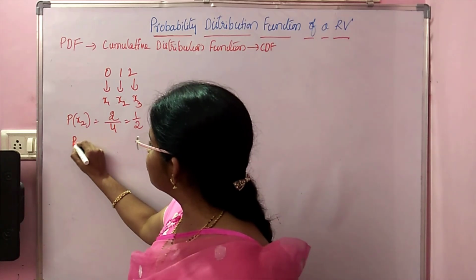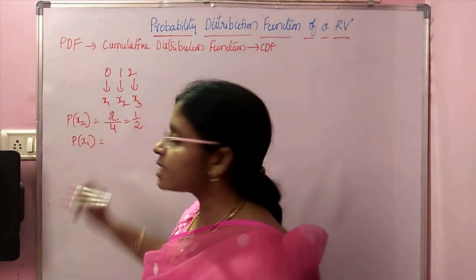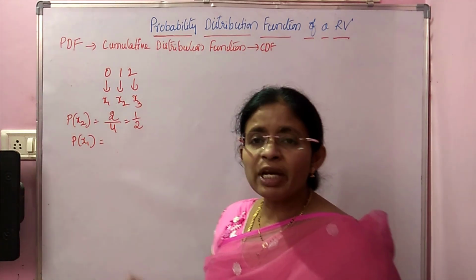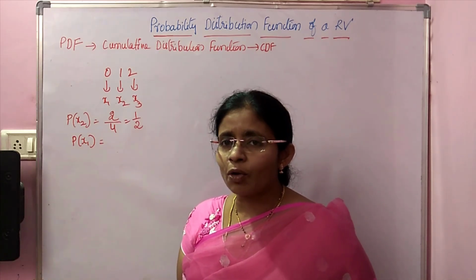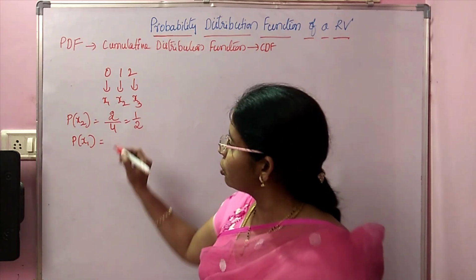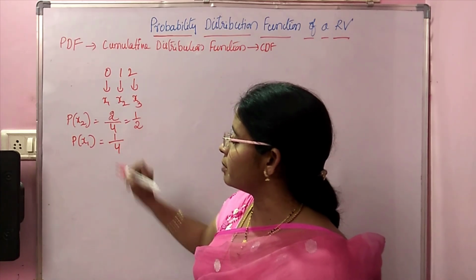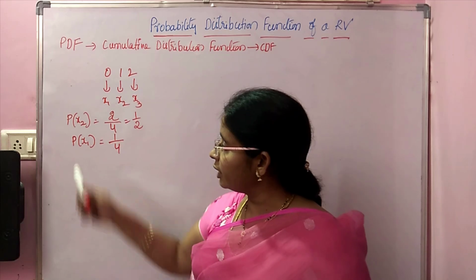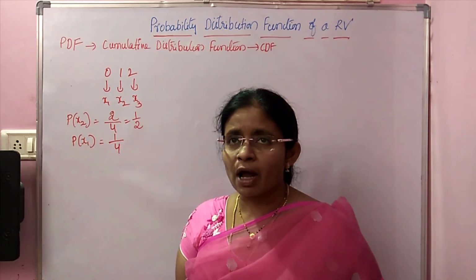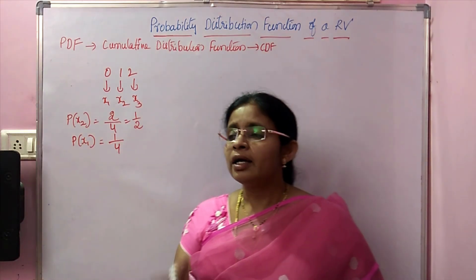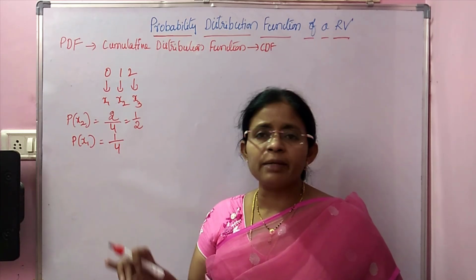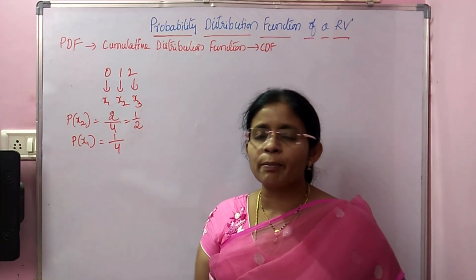What is P of x1? What is x1? Getting no head. How many favorable outcomes are there? Only one, that is TT. So the favorable outcomes are 1 divided by the possible outcomes, so 1 by 4. I think you know the probability definition. Probability is defined as the number of favorable outcomes divided by the possible outcomes, or total number of outcomes.